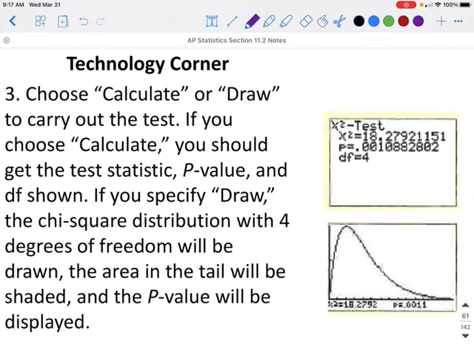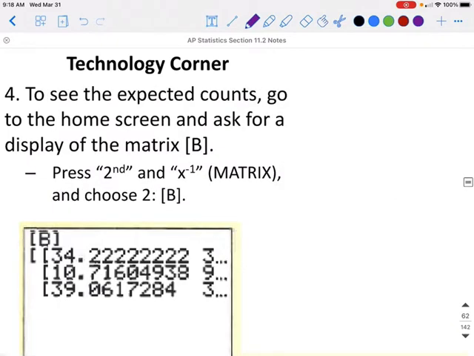You can choose calculate or you can choose draw. You're going to get the answer on either one of them, and they're going to be the same. If you just hit calculate, it's just going to give you the numbers. And if you hit draw, it will show you the graph, and then it will give you the information. It will also tell you your degrees of freedom for that problem, the p-value, and the chi-square value.